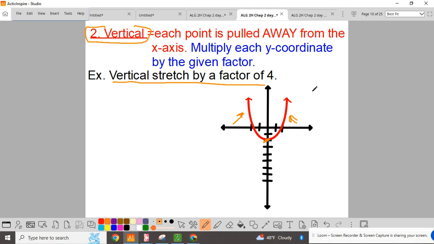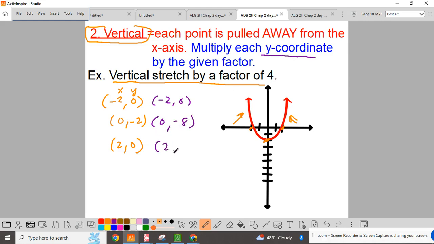So same thing. Let's get these points here. The points are negative 2, 0, 0, negative 2, and 2, 0. That's your x and that's your y. So in this case, you're going to multiply the y coordinate by the given factor. So negative 2, 0. Negative 2 times 4 is negative 8. And 2, 0. Okay? So the graph becomes negative 2, 0, still the same.